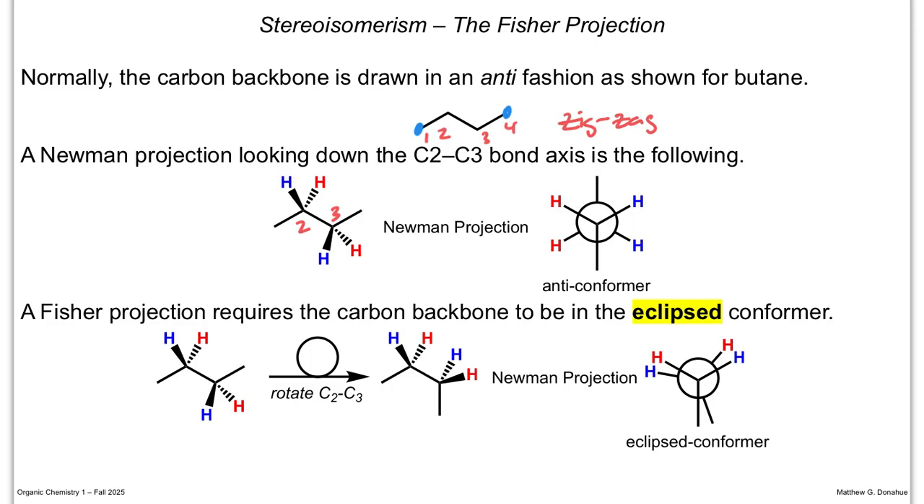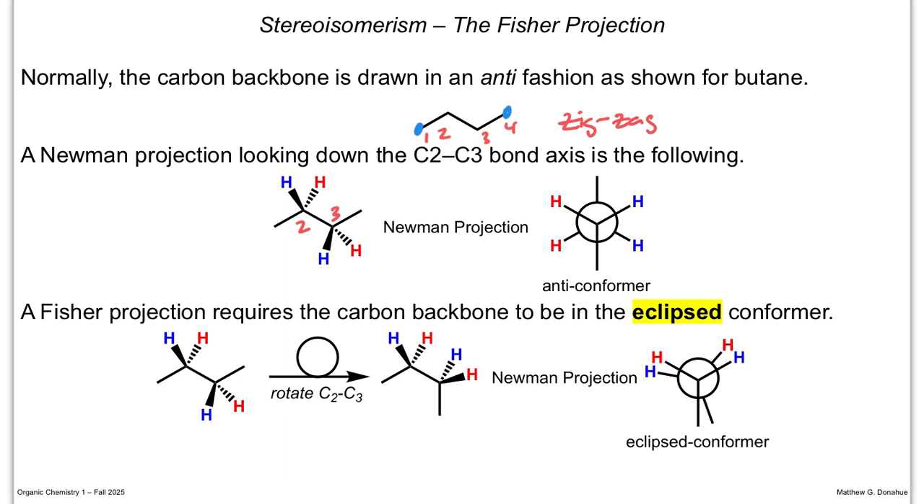And then notice the colors of the hydrogens. They're no longer on the same side. So in the anti or zigzag, they are, but when we do that, they're different. And so when we look at this Fisher projection, that's this last structure here. This is the eclipse conformation.